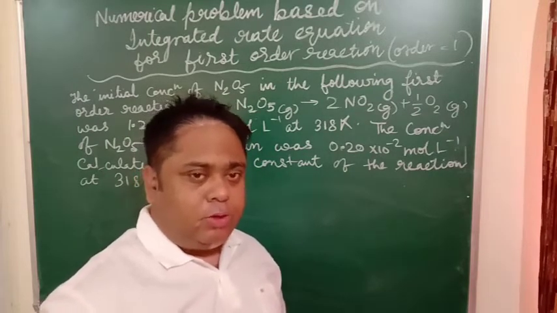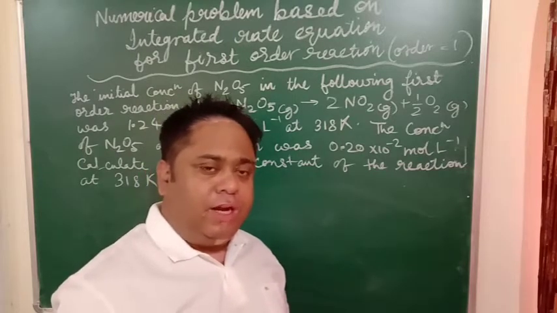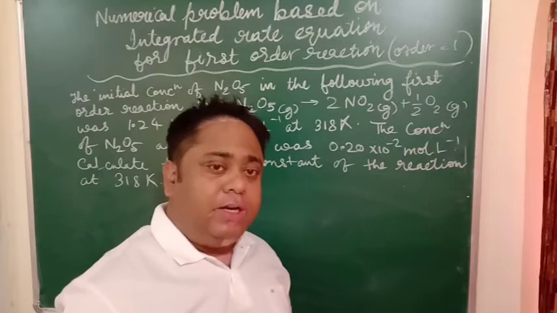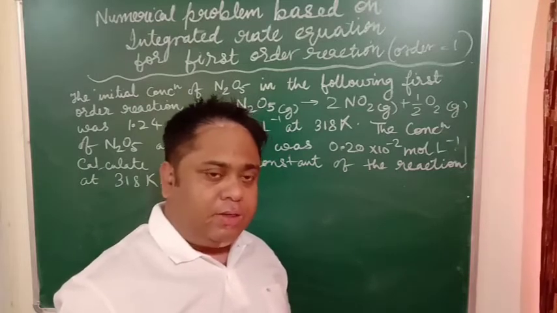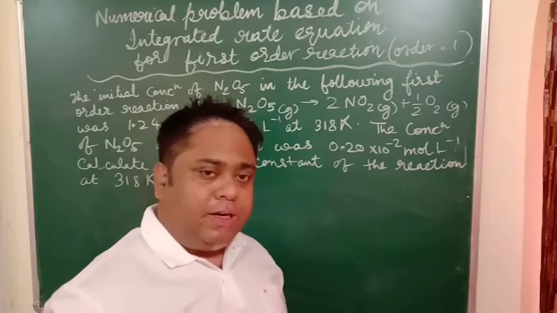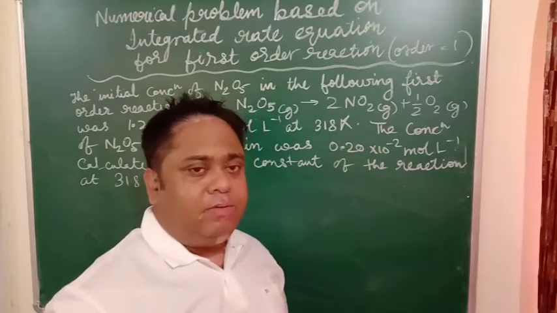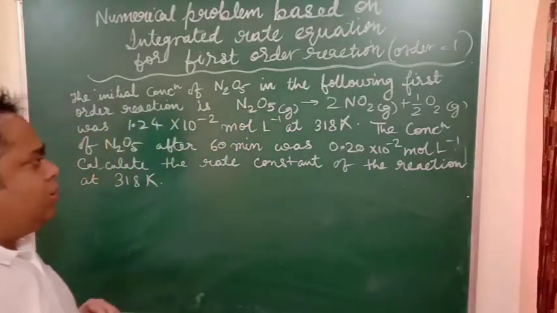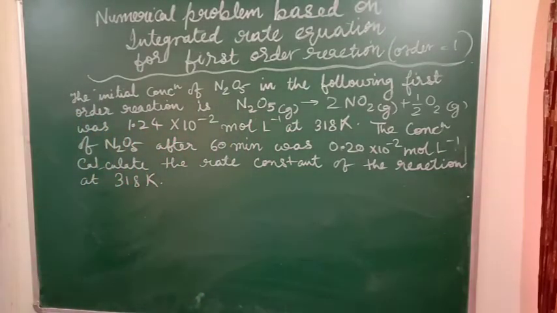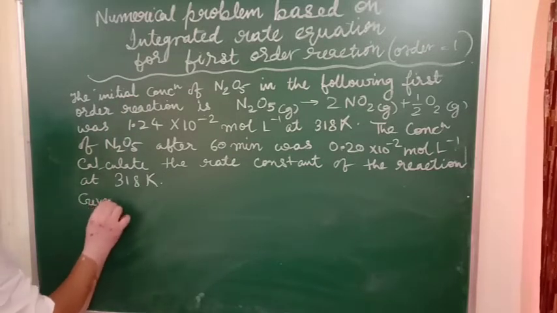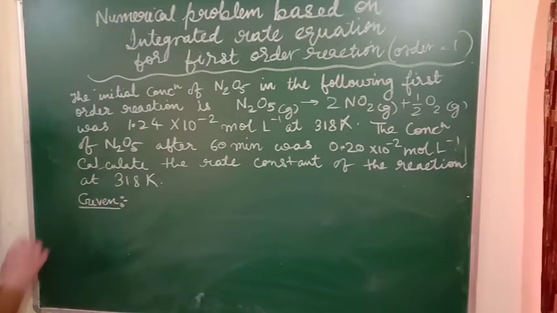All right. So after the derivation of the rate equation for zero order reaction and the integrated rate equation for first order reaction, I have taken up a numerical problem based on the integrated rate equation for a first order reaction. The language seems to be longer, but if you write the given, it will become short. See what we have been given here. I will read it out and write the given.